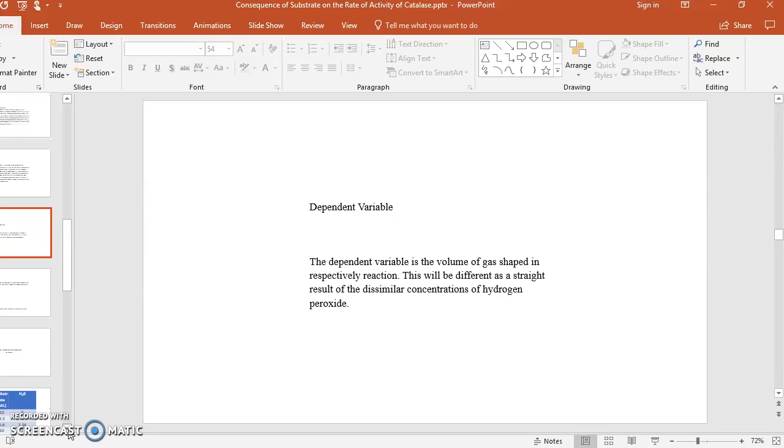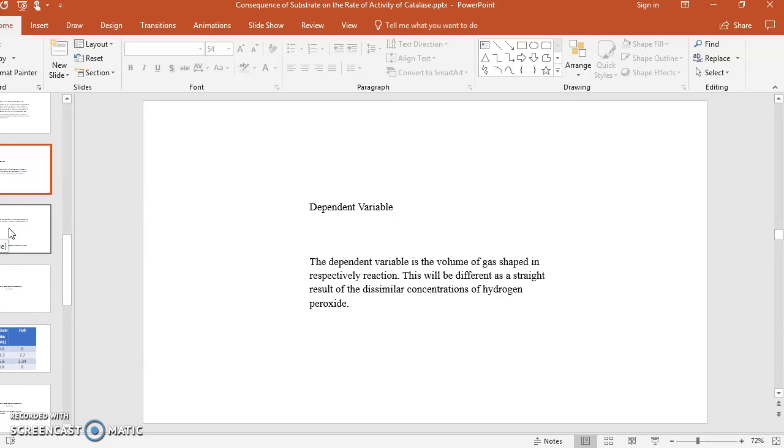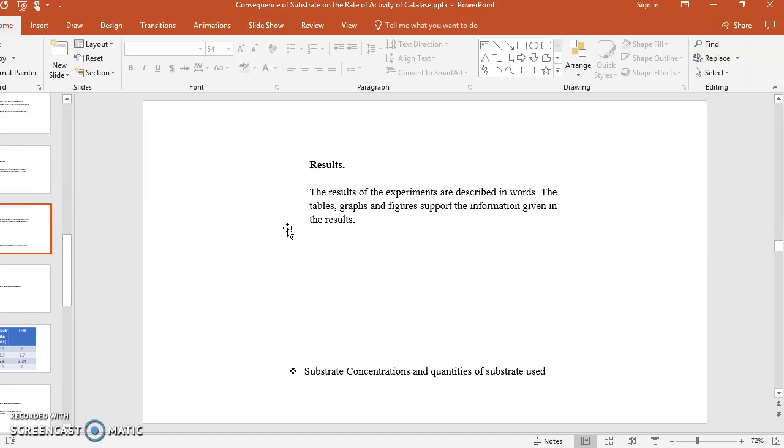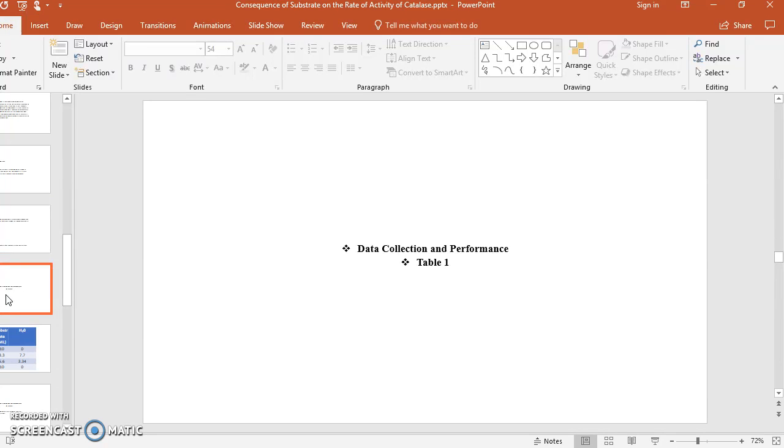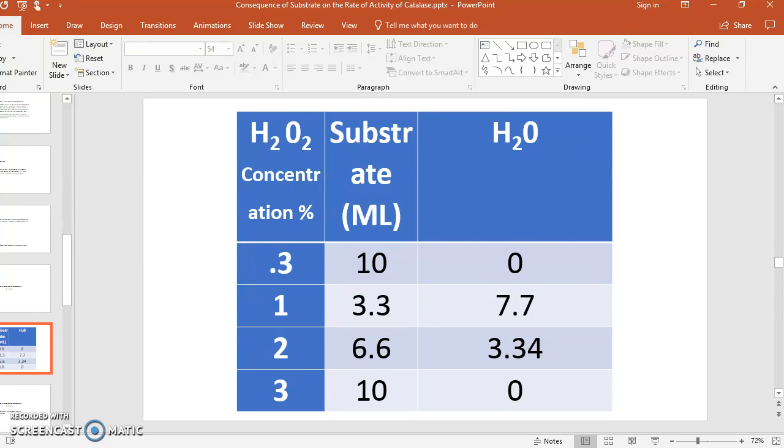Well, guys, I'm going to show you a table. Result. The results of the experiments are described in words. The tables, graphs, and figures support the information given in the results. This is the first table. You can see the oxygen concentration percentage, and then the substrate in millimeters, and then the hydrogen peroxide.